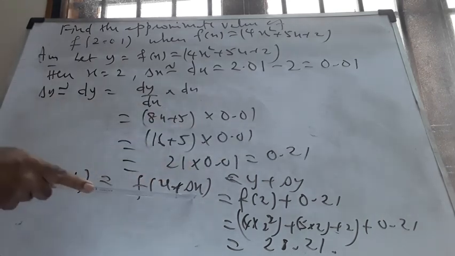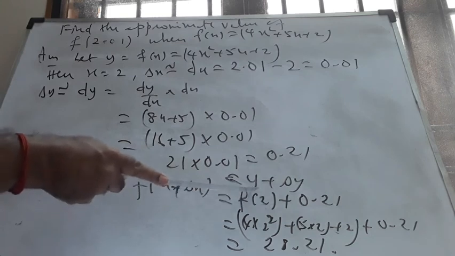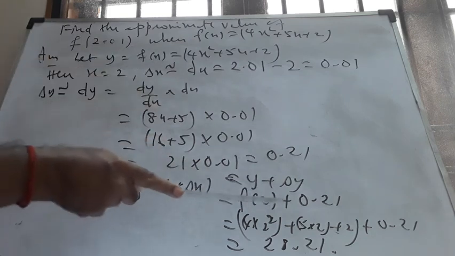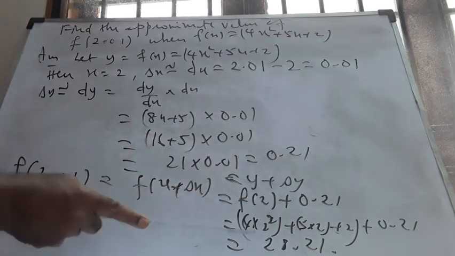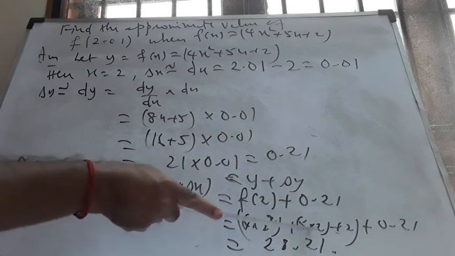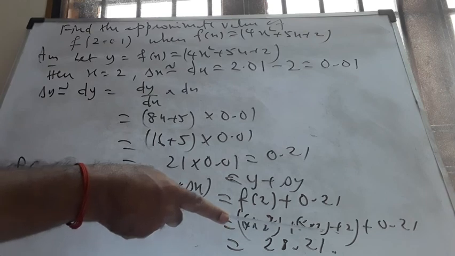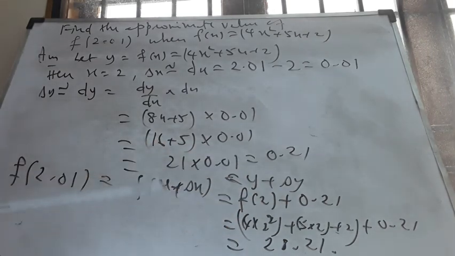This is f of x plus delta x. When the changed variable is x plus delta x, the corresponding changed variable is y plus delta y. Now y is nothing but f of 2. For y is f of x, my x is 2 here. So this is 4 into 2 square plus 5 into 2 plus 2, plus 0.21. That is 16 plus 10, 26 plus 2, 28. 28.21 is the final answer.